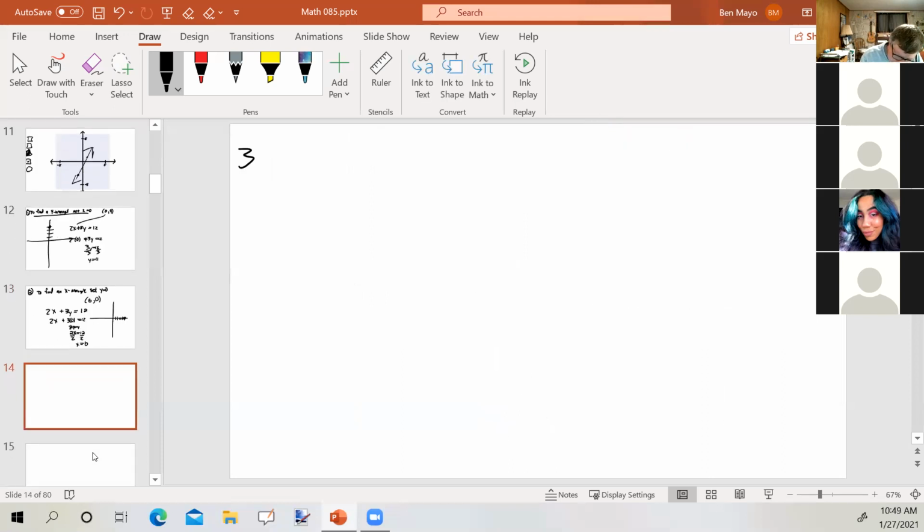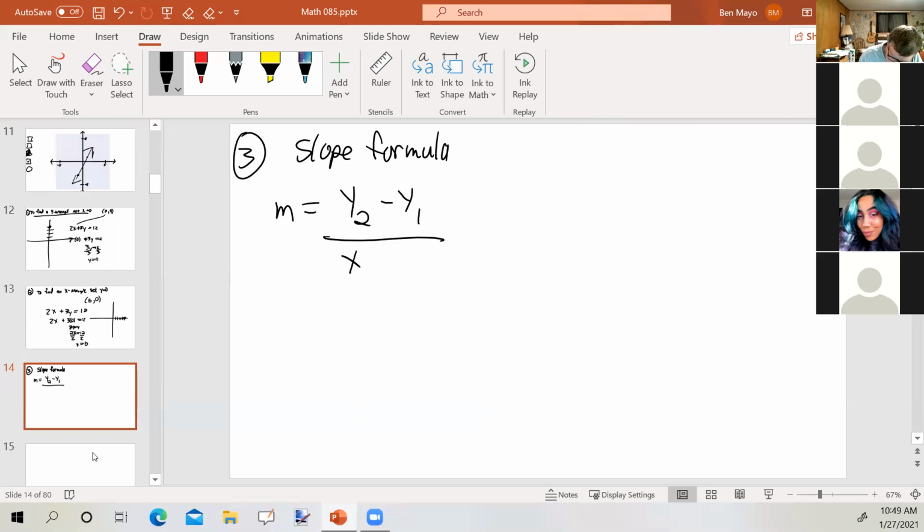All right. Number 3 is the slope formula. m equals y sub 2 minus y sub 1 over x sub 2 minus x sub 1. So if you have a graph that passes through, let's say, the points (2, 3) and (-5, 7), and you want to know the slope of the line that passes through those 2 points.